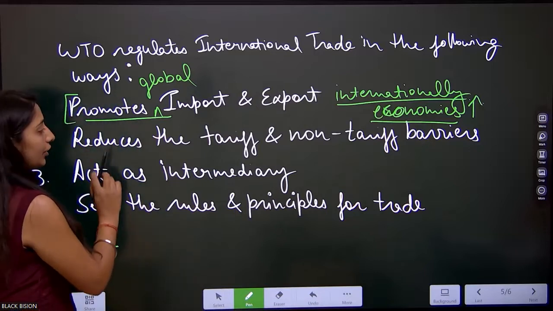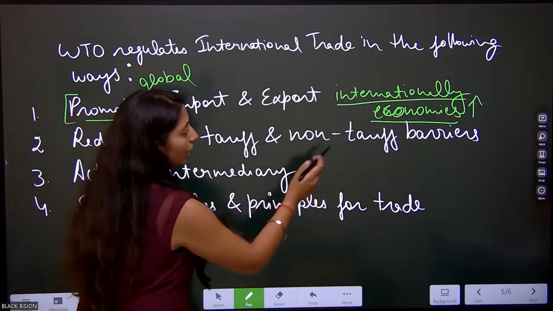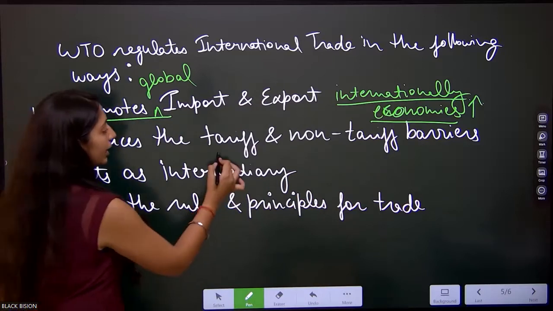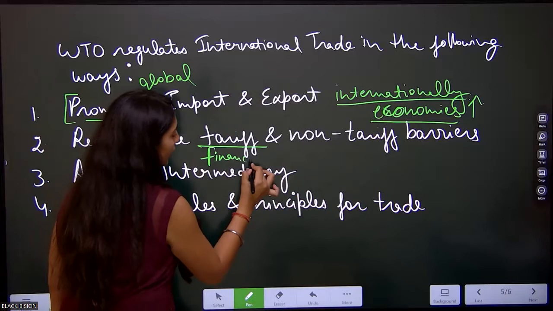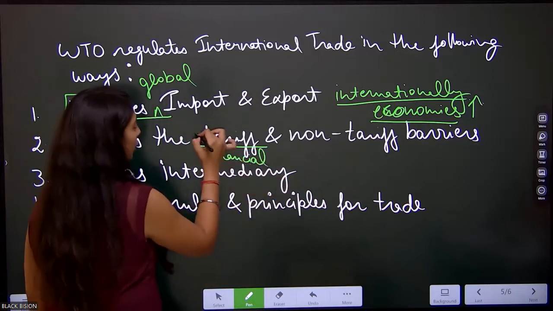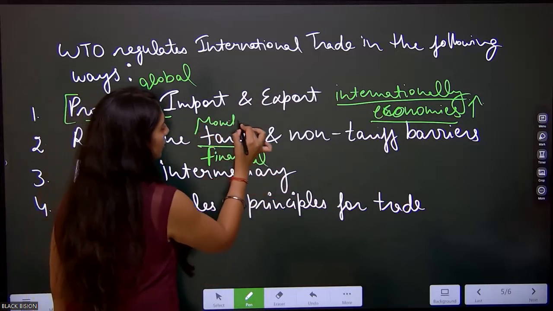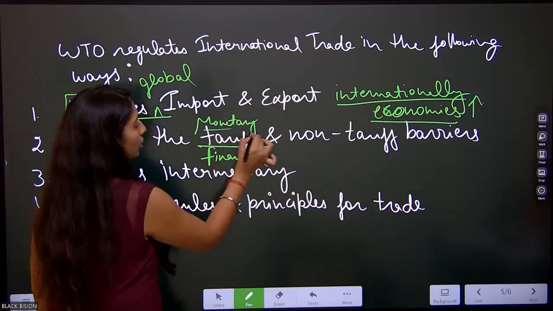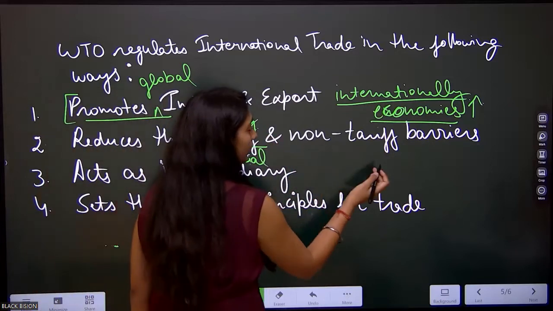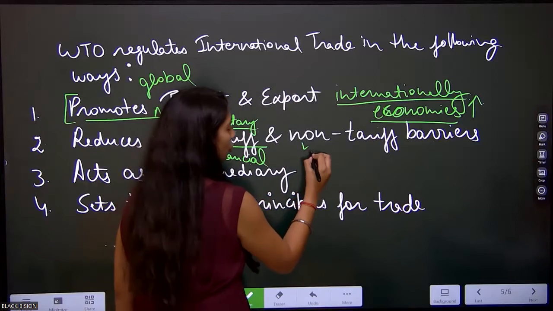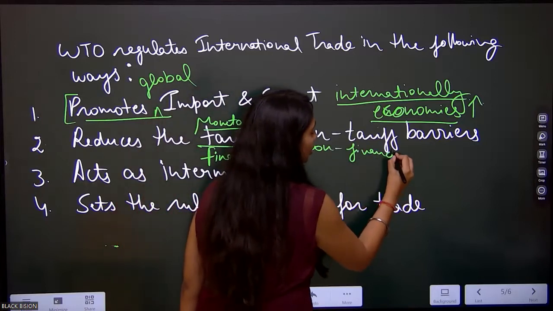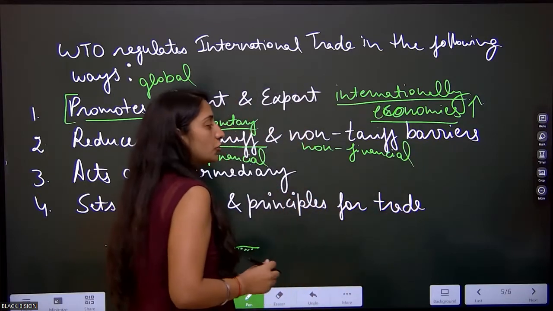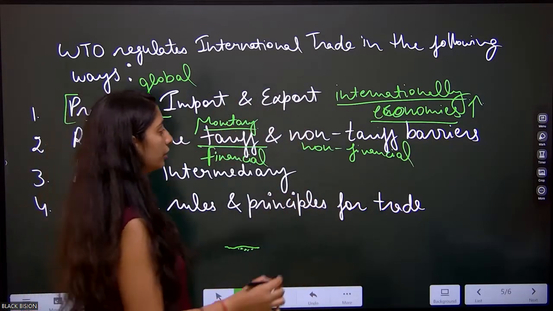Our next point is it reduces the tariff and non-tariff barriers. What are the tariff barriers? Tariff barriers are the financial barriers, or we can say monetary barriers, and non-tariff barriers are the non-financial barriers. What are the non-financial barriers? We have discussed it in another video.